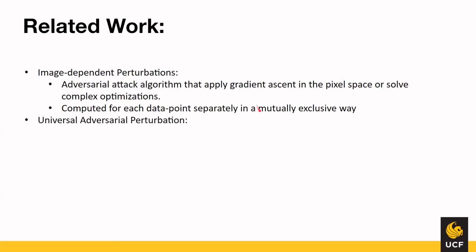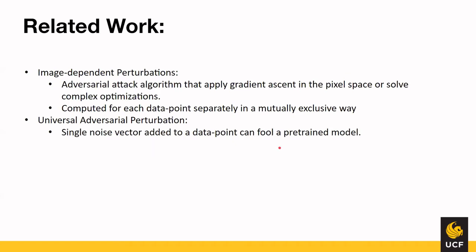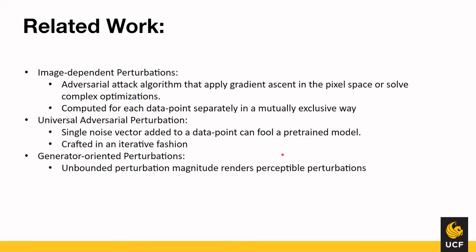And then we have universal adversarial perturbation, which tries to add a single noise vector to the image to fool the pre-trained model. But this too is done in an iterative fashion for each of the data points. And then something that we haven't covered before, but the authors touch on, is the generator-oriented perturbations, where a generator is used to find the adversarial examples.